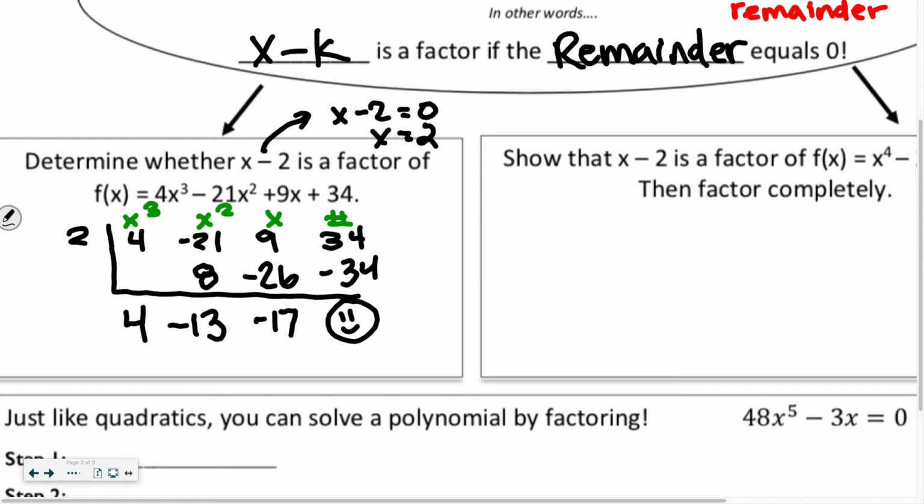I put my answer up on the board. I got a 0 remainder, so I'm feeling pretty happy. I put a little happy face in there. Is x minus 2 a factor of the polynomial? Yeah. What if it's not a 0 at the end? Then what would you answer?